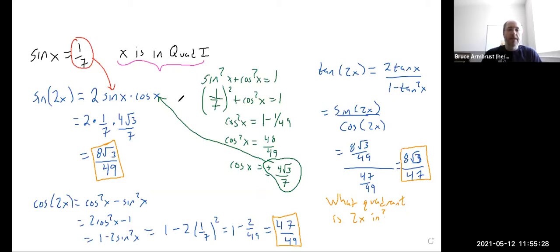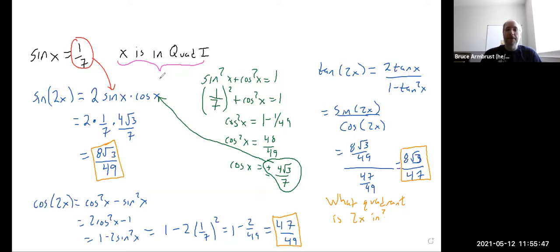You know, quadrant 2 is not a terrible guess, actually, because if you think about angles that are in quadrant 1 between 0 and pi over 2, if you double those, that's between 0 and pi. So we're going to be somewhere in the first 2 quadrants. But it turns out this one's in quadrant number 1.